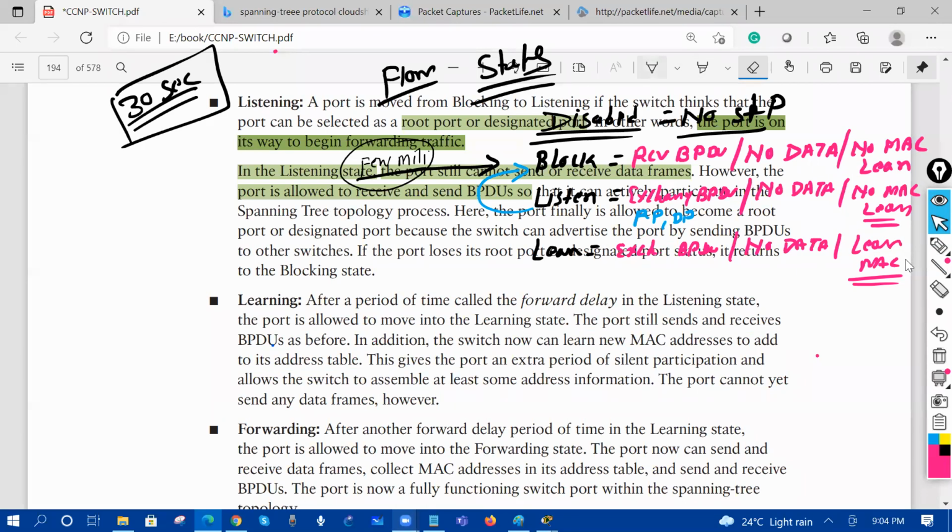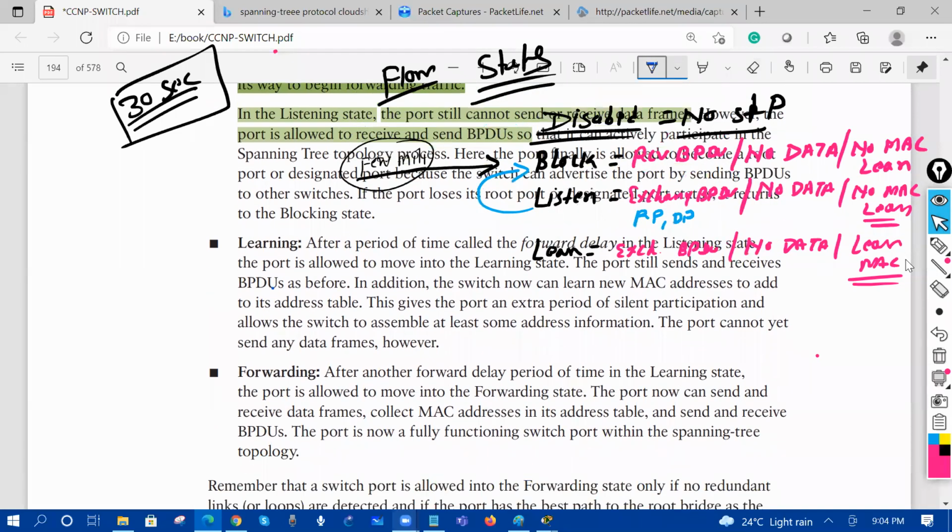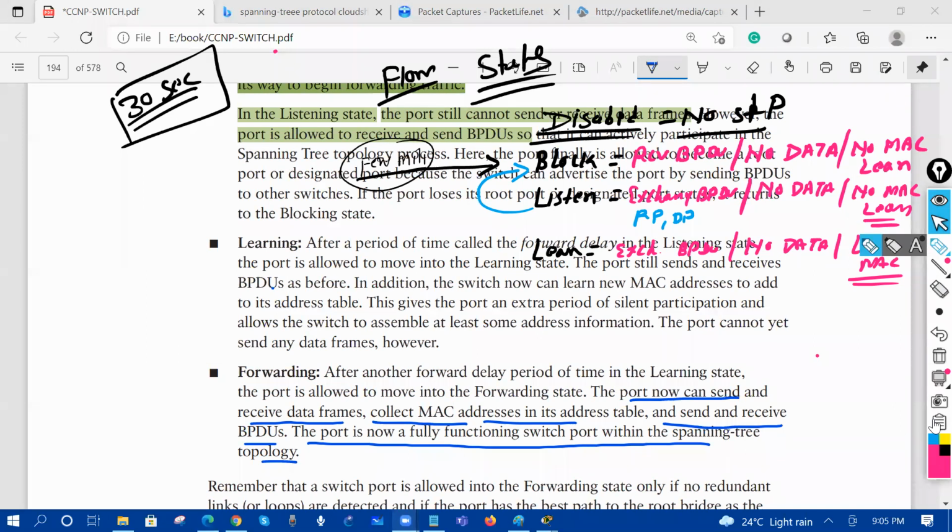And then after that, I will move to the forwarding state. Forwarding state means the port is now a fully functioning switch port within the spanning tree topology. Now in this state, what happens? I can learn the MAC addresses, receive the data frames, and send and receive the BPDUs. So the forwarding state, we can say, you can do everything.